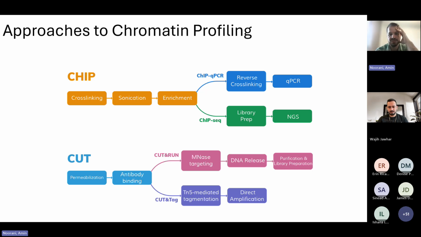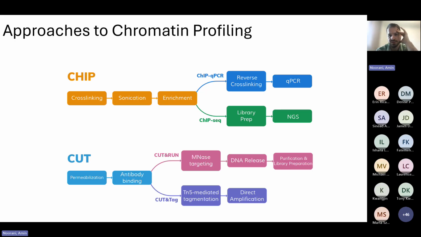So instead of breaking everything apart and fishing, you send a protein, like molecular scissors, directly to where your protein sits on the DNA. So it only cuts out the DNA right next to it. CUT&RUN uses MNase protein for the cutting part and releases the fragments. But CUT&TAG uses Tn5, which simultaneously cuts and tags the DNA with the sequencing adapter, which eliminates a separate library prep step.